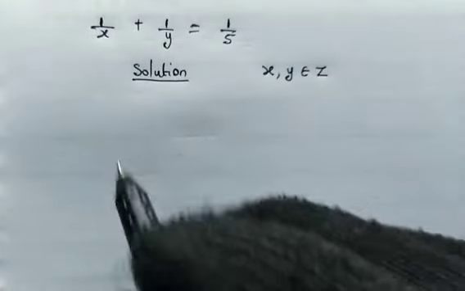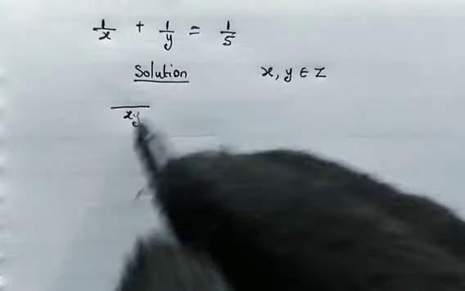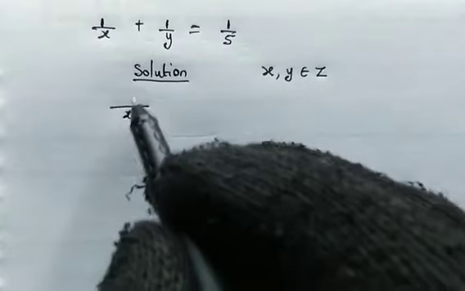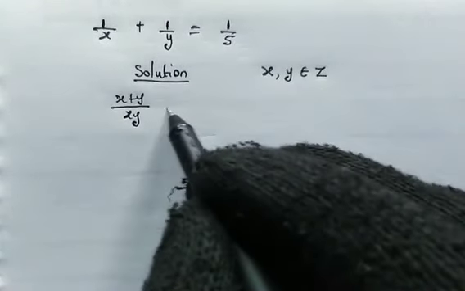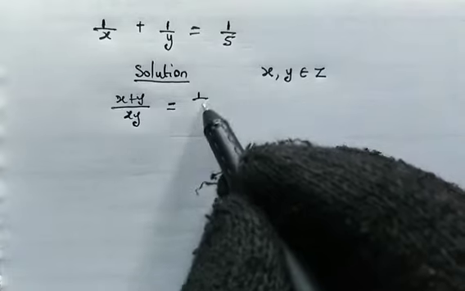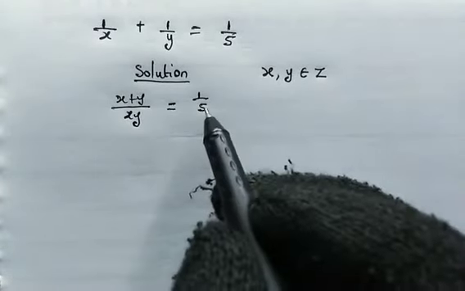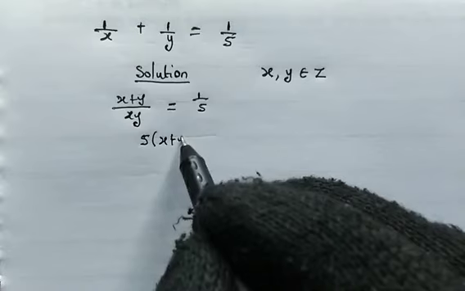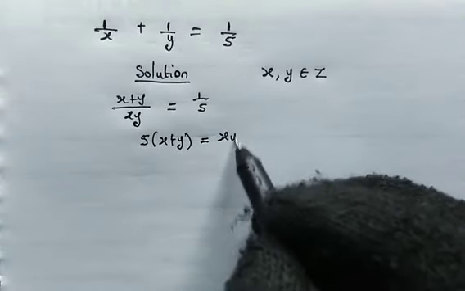From the left hand side, we can make a common denominator, which is x times y, because the LCM of x and y is x times y. And from the numerator, we shall have x plus y, right? Then this equals 1 over 5. So from here, let's go ahead and cross multiply. From here, we have 5 into bracket x plus y. This will be equal to x times y times 1.